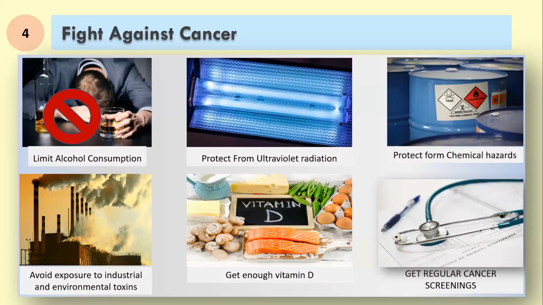And yes, limit alcohol consumption. शराब वराब जो है never you encourage those things. Protect yourself from ultraviolet radiation, protect yourself from chemical hazards, and regular जो है screening करो. If you get some mold or something in your body part, you should do some screening. Vitamin D लो and you should avoid industrial or environmental toxin.